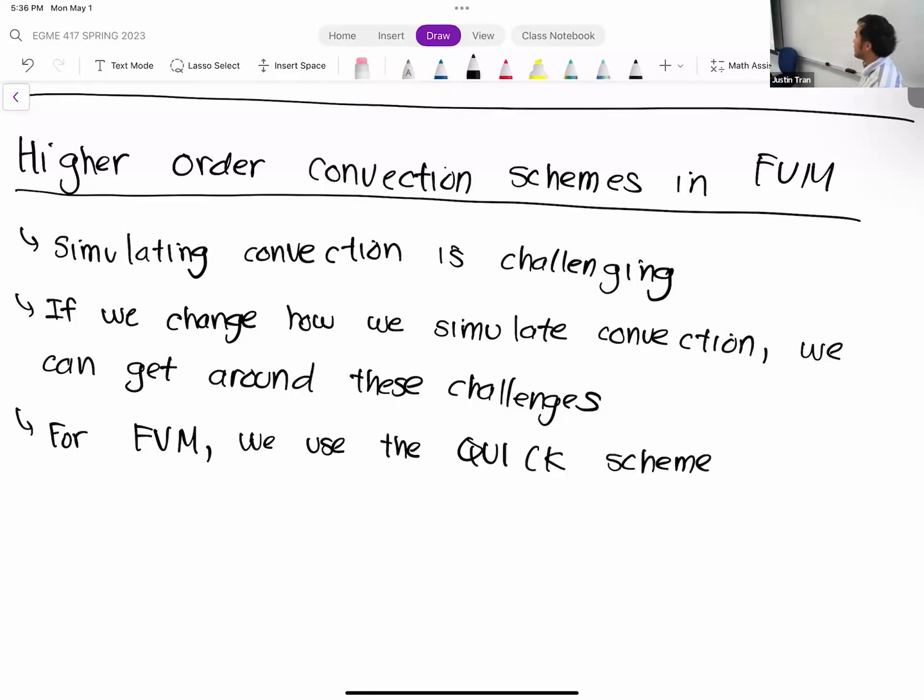Recall from last Wednesday, QUICK, the reason I write it in all capitals is that it's an acronym. Okay. So what the acronym stands for isn't as important as actually implementing it. Okay? But what makes the QUICK scheme unique is that we kind of have two different versions.